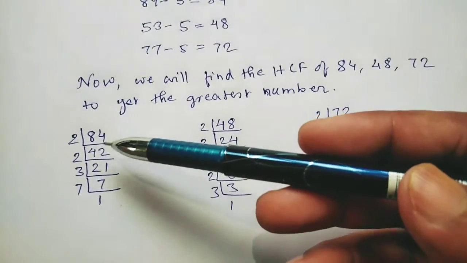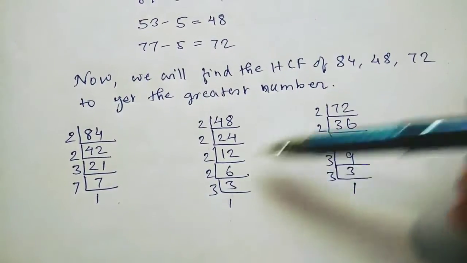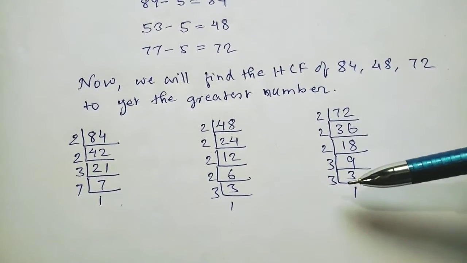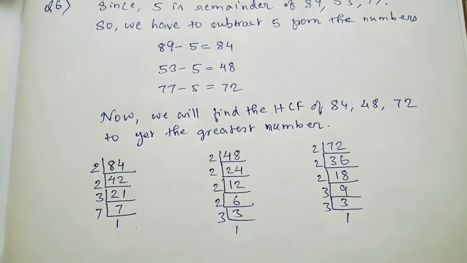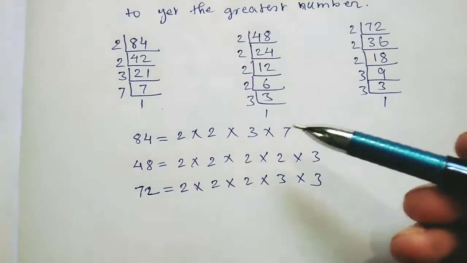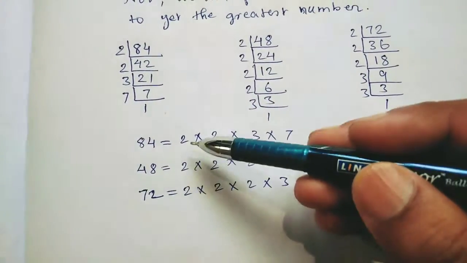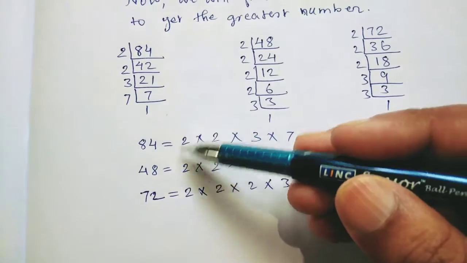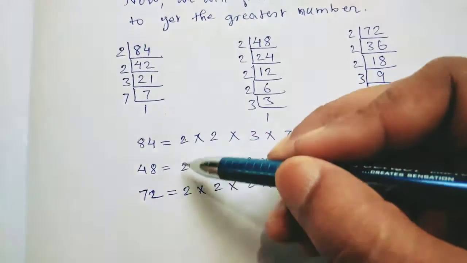See, I have done the prime factorization of 84, 48 and 72. Now we'll write the common factors. Here I have written all the prime factors. Now you have to take the common factors. Since there are 3 numbers, you have to find the factors common among all 3. So here 2, here also 2, here also 2.